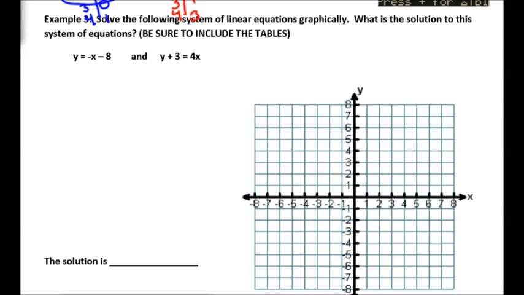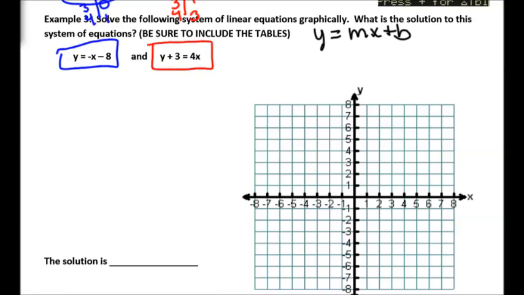So looking at these lines, first thing we want to do is make sure that they are written in the correct form, y equals mx plus b. So looking at the first line, we'll just call this one our blue one. Yep, it's already solved for y, so we're good. Looking at the red line, as we'll call it, no, it's not solved for y. So we have to go through and solve it. To start, subtracting 3 from both sides, and we get y equals 4x minus 3.